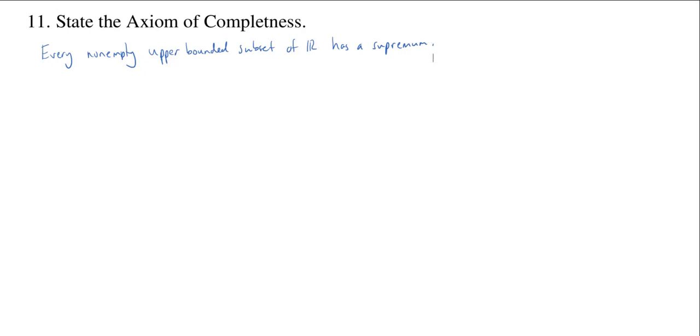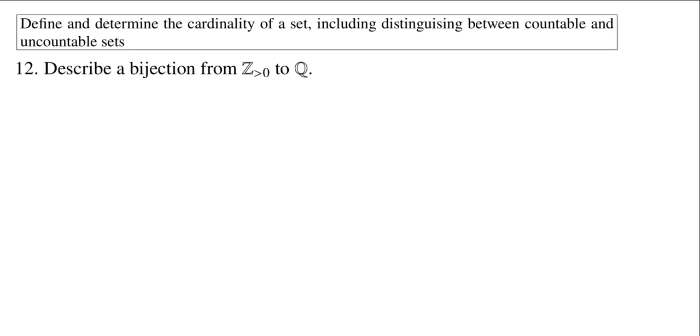Okay, let's move on to a new standard and problem number 12. Okay, on to our next standard. This is all about cardinality of sets and distinguishing countable and uncountable sets. And in problem 12, we want to describe a bijection from the positive integers to the rational numbers. So it's not going to be super easy to write down an explicit rule, right? We can tell you what it's going to do, but writing down an explicit formula might be a little trickier. So for now, we're just going to stick with a description of one.